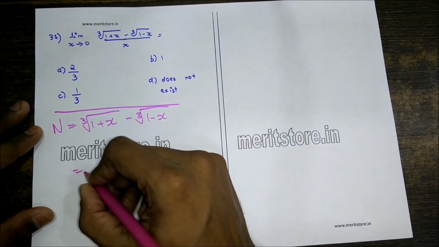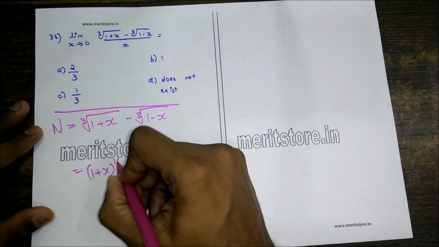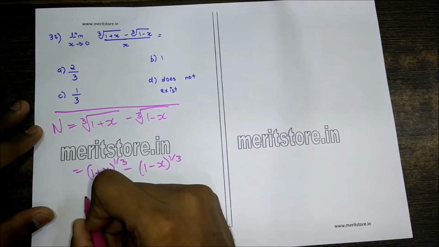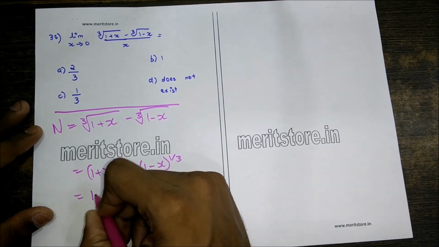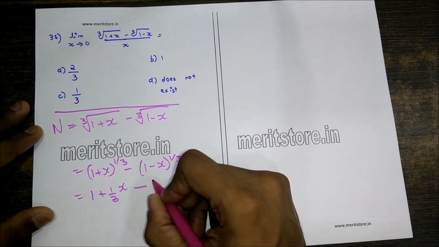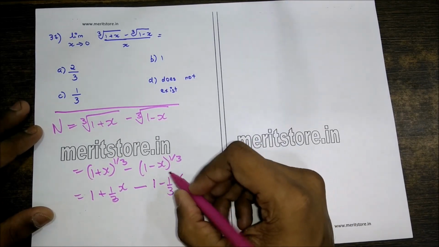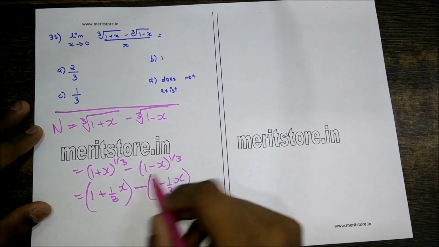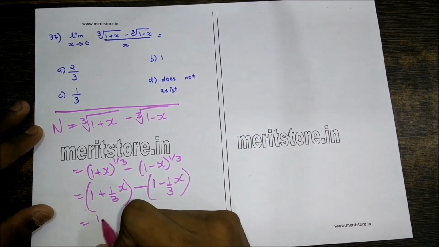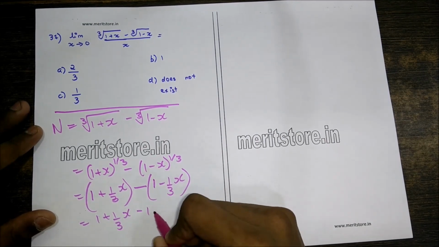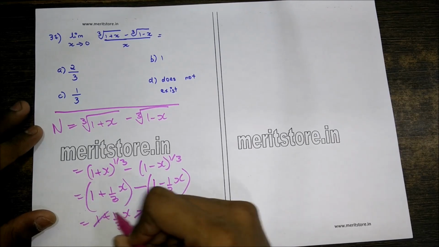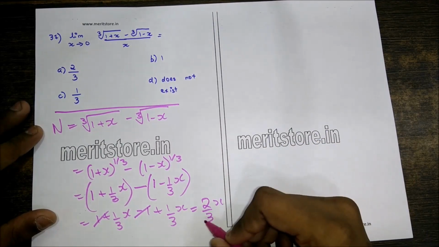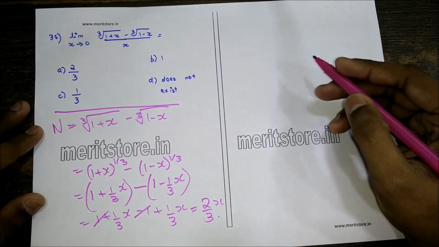Now we could write this as 1 plus x raised to 1 by 3 minus 1 minus x raised to 1 by 3. So this on expanding can be written as 1 plus 1 by 3 x minus 1 minus 1 by 3 x. Now expanding both these terms, we could write it as 1 plus 1 by 3x minus 1 plus 1 by 3x. These two terms get cancelled and we are left with 2 by 3x, which gives us the answer A.